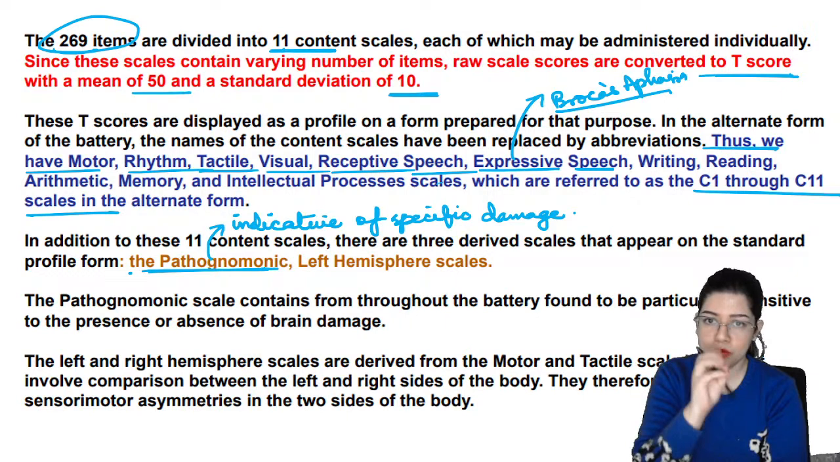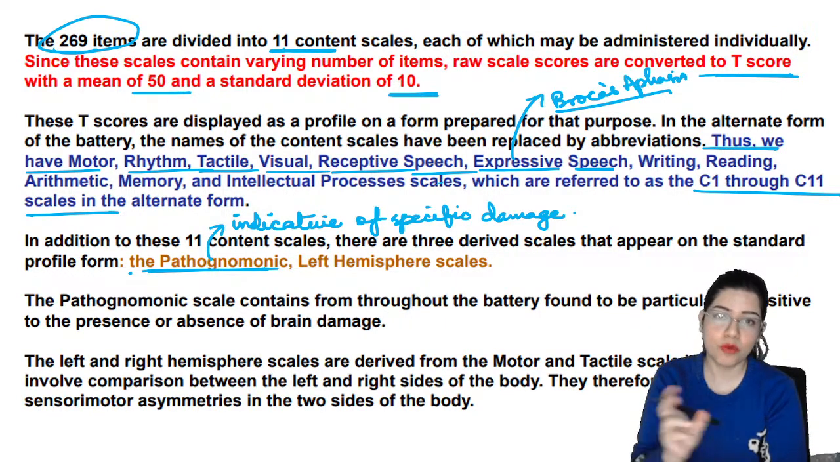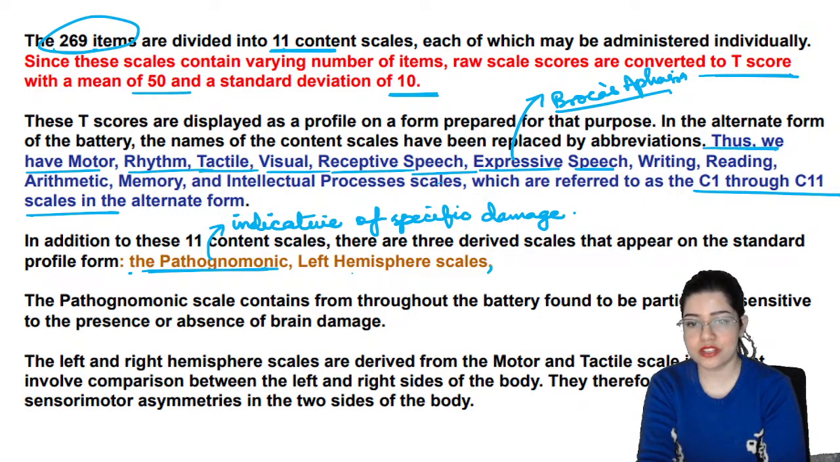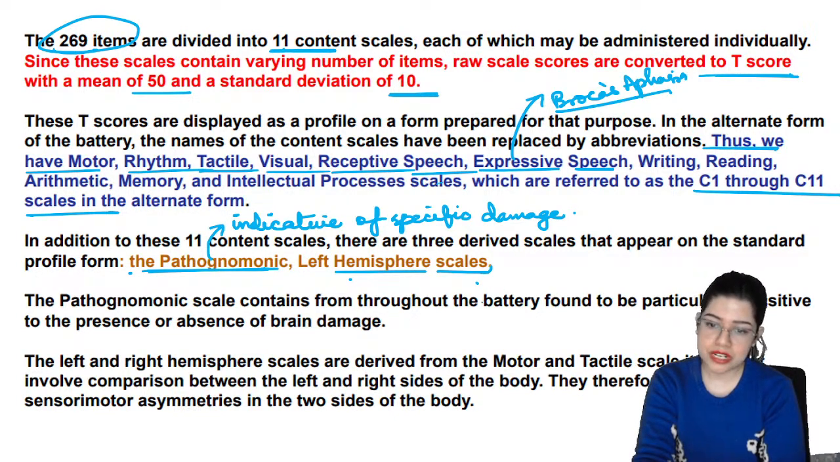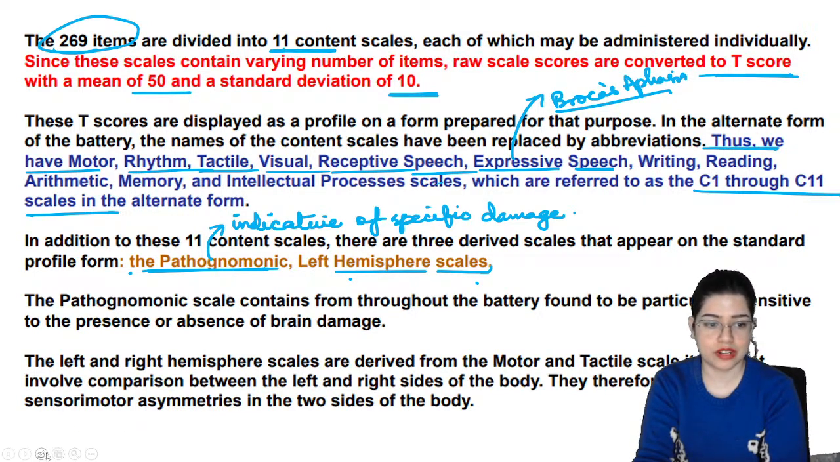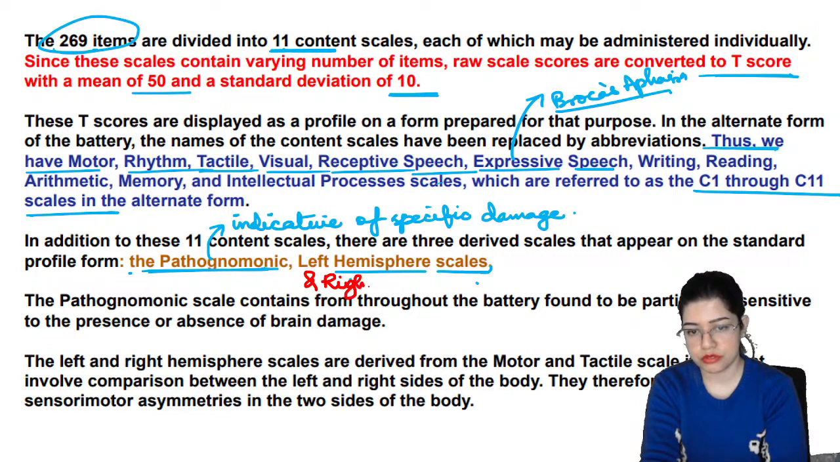And if there is a problem only with tactile, then again I will understand. If there is a problem only with memory, and only short-term memory, then also I will understand where the damage is coming from. So not only left hemisphere scales, but actually hemispheric scales. One for the right hemisphere and one for the left hemisphere. So this particularly checks for localization and lateralization. You need to remember this. Not just a left hemisphere scale, there is a right hemisphere scale also.